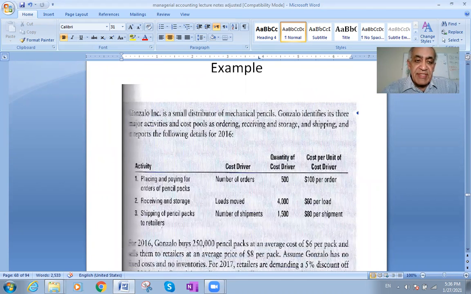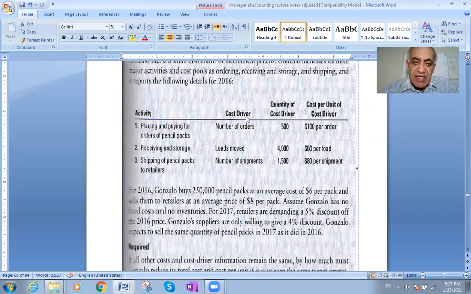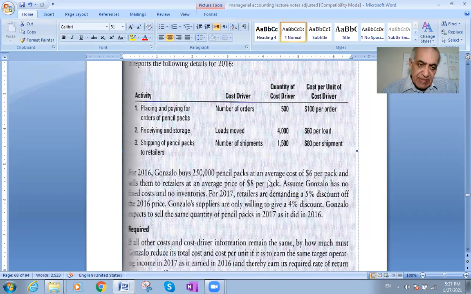This company, Gonzalo, Inc., is a small distributor of mechanical pencils. Gonzalo identifies its three major activity cost pools: ordering, receiving and storage, and shipping, and reports the following for 2016. Number of orders 500, loads moved 4,600 per load, and shipments $1,580 per shipment. For 2016, Gonzalo buys 250,000 pencil packs at an average cost of $6 per pack, and sells them to retailers at an average price of $8 per pack.